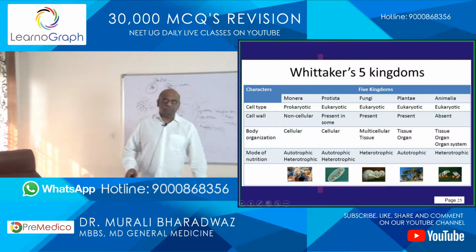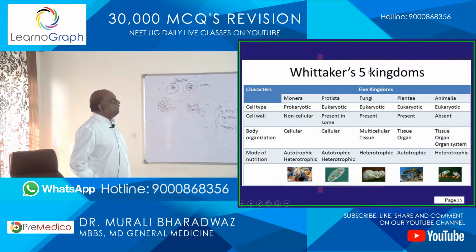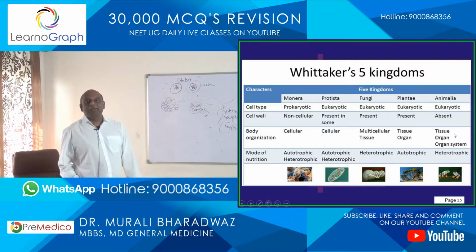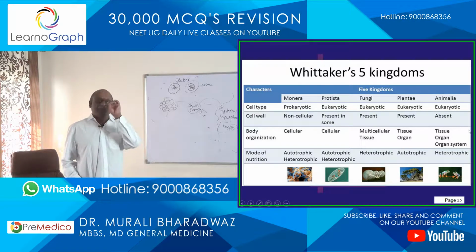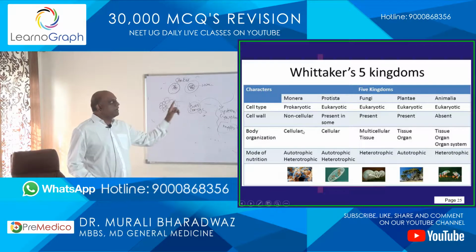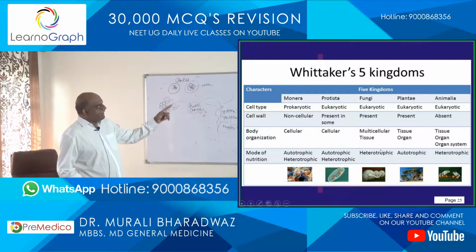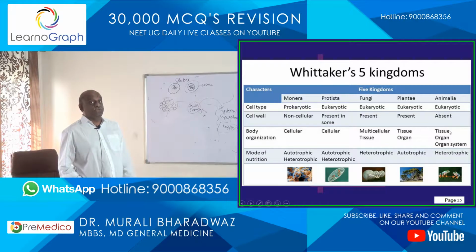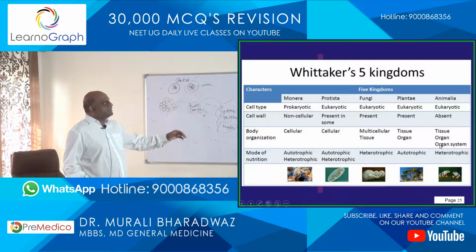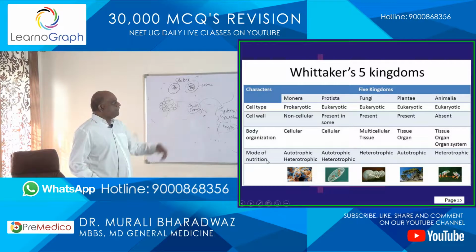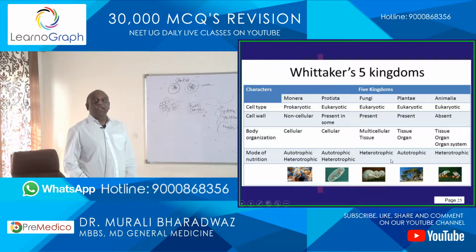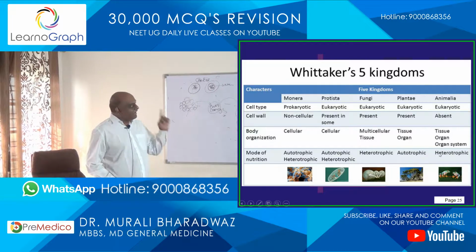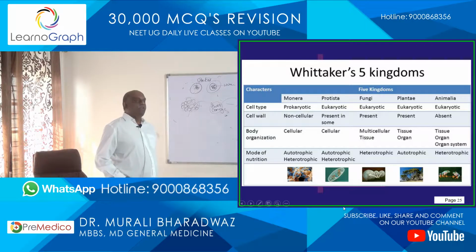Once more, students, you should remember Monera, Protista, Fungi, Plantae, Animalia. Say with me, where is the cell type prokaryotic? Monera. Everything else is eukaryotic. Very good. Then cell wall: it is not cellular in Monera, present in some in Protista, but present in all fungi and Plantae. And Animalia, once more, there is no cell wall. Then body organization: organ system is only seen in Animalia. Then mode of nutrition: auto and also hetero is Monera and Protista, whereas fungi are heterotrophic, Plantae are autotrophic, Animalia are heterotrophic. This is what you should not forget.